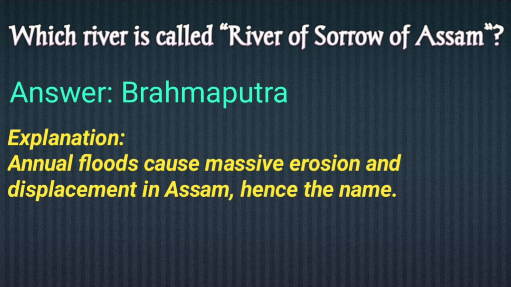Which river is called River of Sorrow of Assam? Answer: Brahmaputra. Explanation: Annual floods cause massive erosion and displacement in Assam, hence the name.